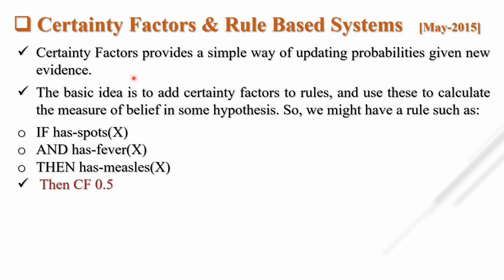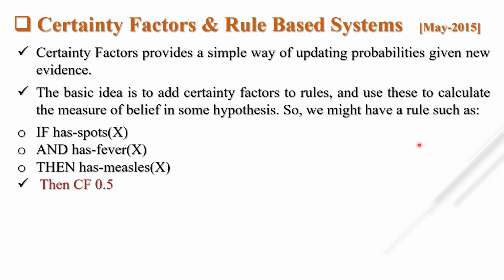So the basic idea is to add the certainty factor to the rule and use this to calculate the measure of belief in some hypothesis. Belief means that you are considering that this will happen according to this. Whether it is true or not, that is the hypothesis. And belief means how many facts you have for that particular hypothesis. The more facts you have, your hypothesis may be somewhat correct. It is not completely correct, somewhat correct.